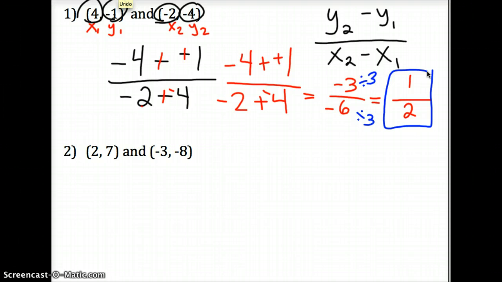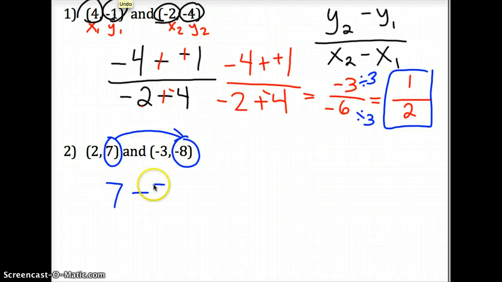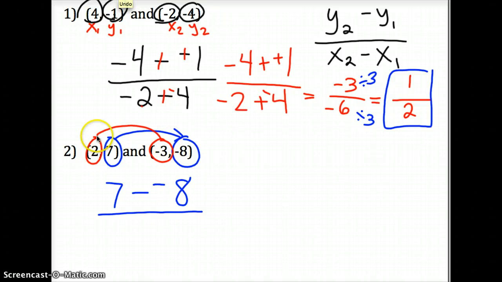Question number 2. Let's take a look again at the formula. I'm going to start with this point, and I'm going to subtract the other y1. So this is the direction I'm going to go. I'm going to do 7 minus -8 over. So if I went in that direction to start, I got to take the x1 here and this one here and subtract in this direction again. So 2 minus -3.